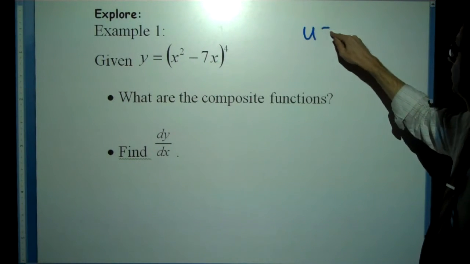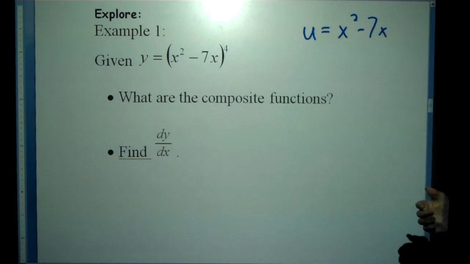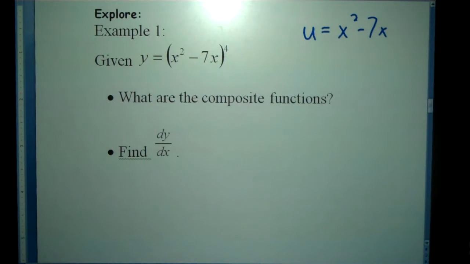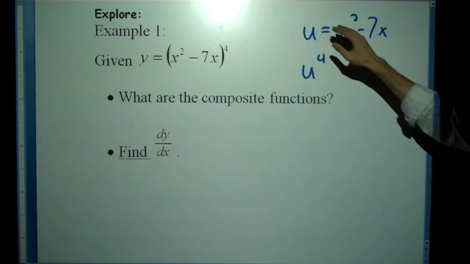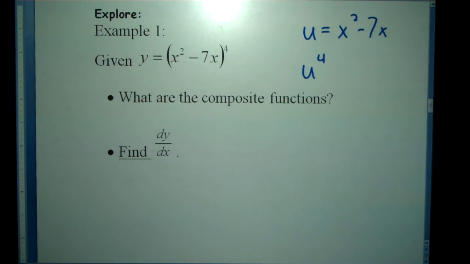So u is equal to x squared minus 7x. Well, what's the big picture? All that stuff is being raised to the 4th power. So we sort of have like u to the 4th power. U is all this stuff, and all that stuff is being raised to the 4th power. So those are our composite functions.